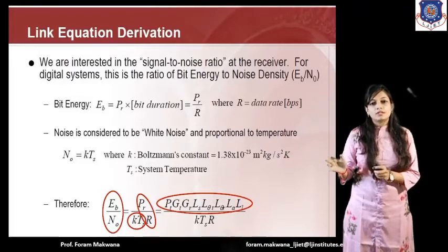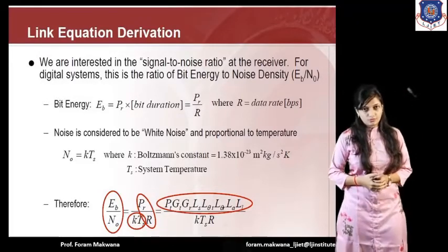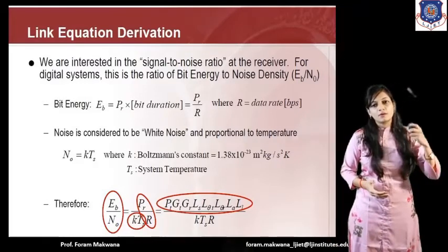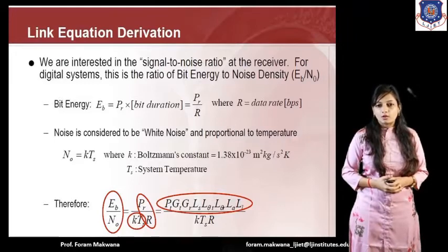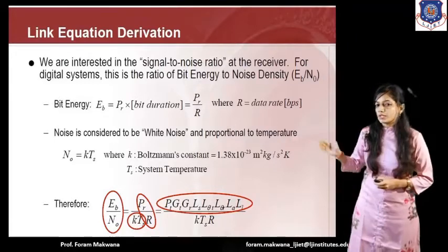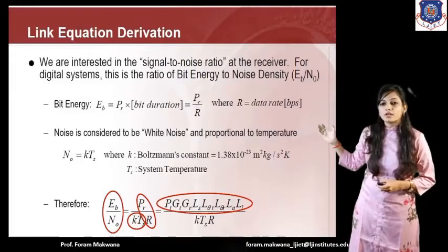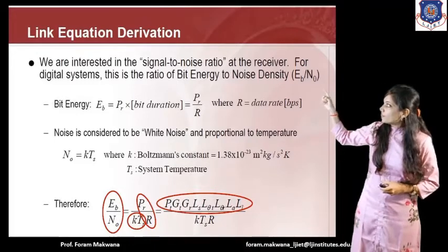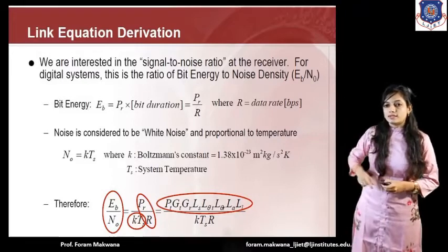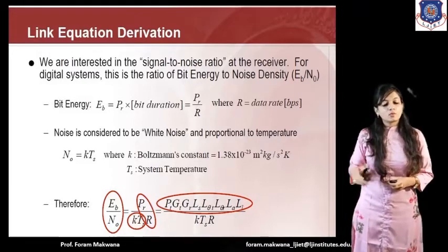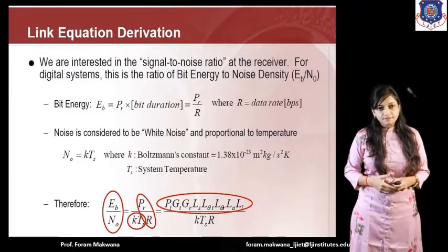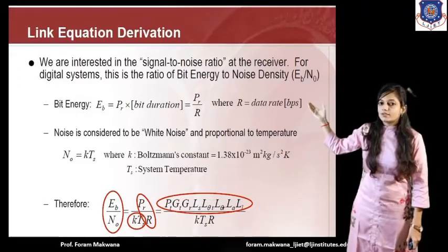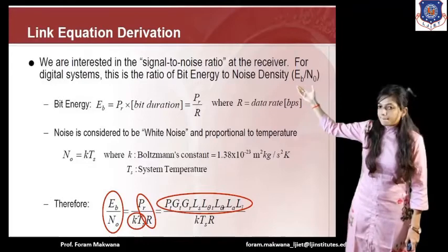We are interested in signal to noise ratio. That means a ratio of signal power divided by noise power. So for the digital system, what we are going to calculate? We are going to calculate a ratio of bit energy to the noise density. Right? So what is my bit energy and how to calculate it? So for bit energy, that is represented as EB, right?